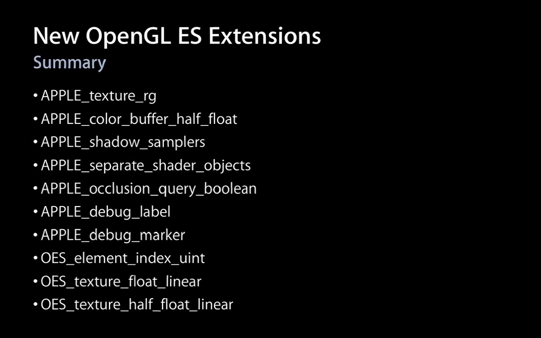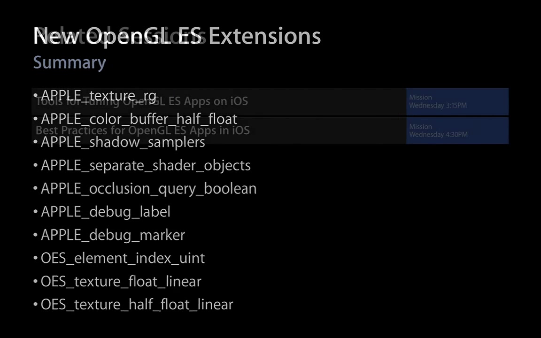We have 3 of them here that we didn't talk about. The element index uint adds 32-bit indices into the API. So in the past, we had 8 and 16-bit indices supported. So if you had a mesh that had more than 64K vertices, you had to partition it into multiple draw calls. You don't have to anymore. You can go up to, I think, 4 billion. And when we added float textures to the system last year on iOS 4, we only supported nearest sampling on those. And this year, we're adding linear sampling as well. So you can actually use linear sampling when you get a float texture into your rendering operation.